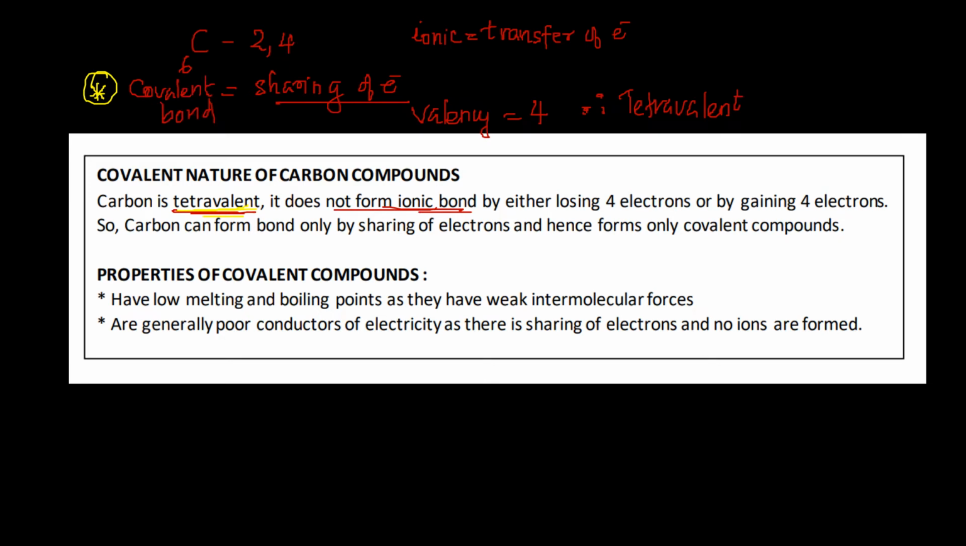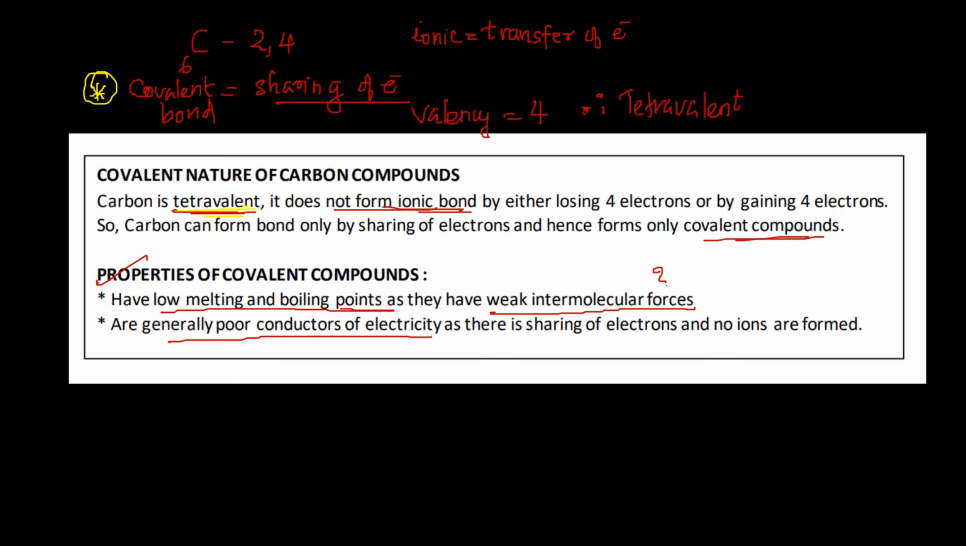So it does not form an ionic bond by either losing 4 electrons or gaining 4 electrons. The carbon atom forms bonds only by sharing of electrons, and hence forms only covalent compounds. The properties of these covalent compounds are low melting and boiling points. Why do they have low melting and boiling points? It is because of the weak intermolecular forces. They are also generally poor conductors of electricity.